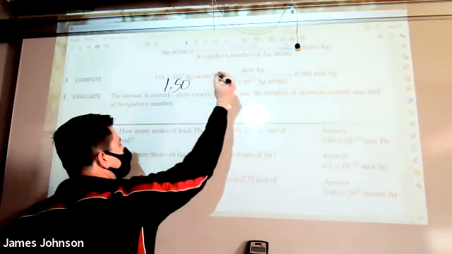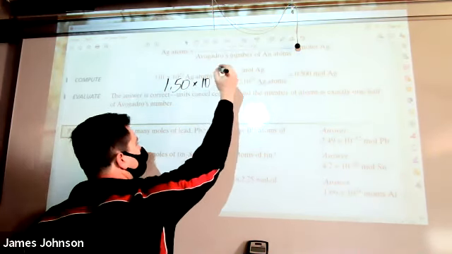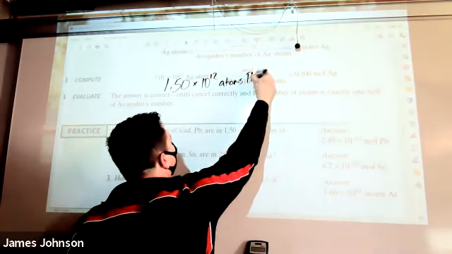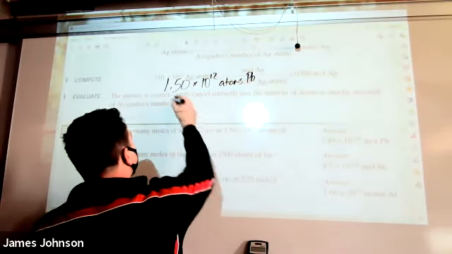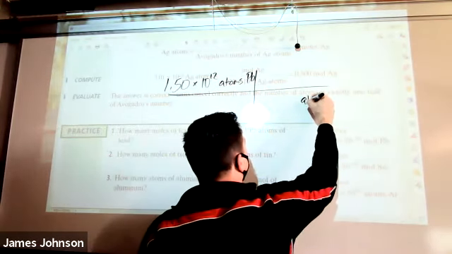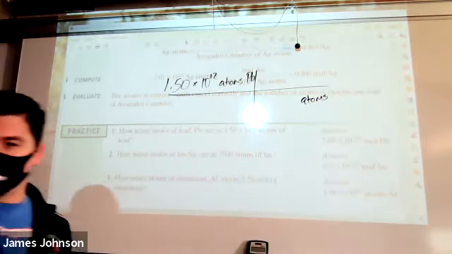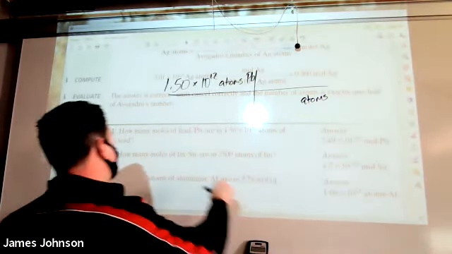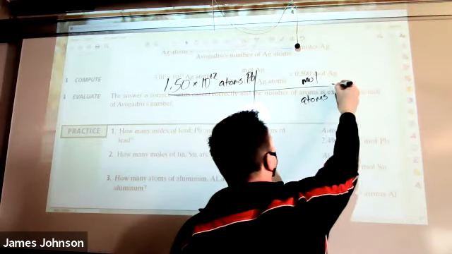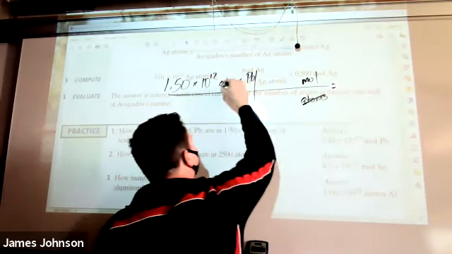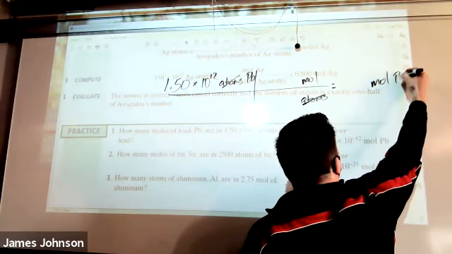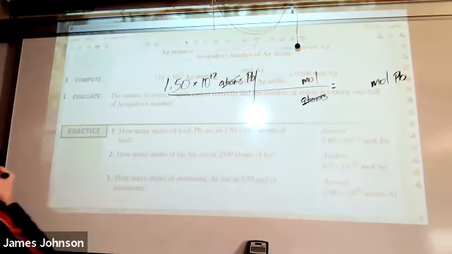1.5 times 10 to the 12th atoms of lead. Now, I'm going to set up a conversion factor. And I know I need to cancel out atoms, so that's definitely going to go on the denominator, like normal. And the question wants me to convert into moles, so I'll put moles on the numerator so that when I actually do my calculations, atoms will cancel, and my only unit left will be moles, just like the question wants.